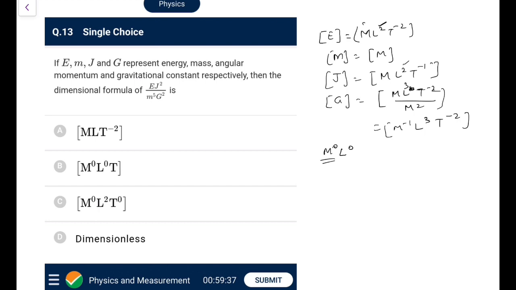Now look for t. So E is t to the power minus 2, j is t to the power minus 1, so t to the power minus 4 on the upper side, and g is t to the power minus 4 on the lower side also. So this is dimensionless. Go for option D in this case.